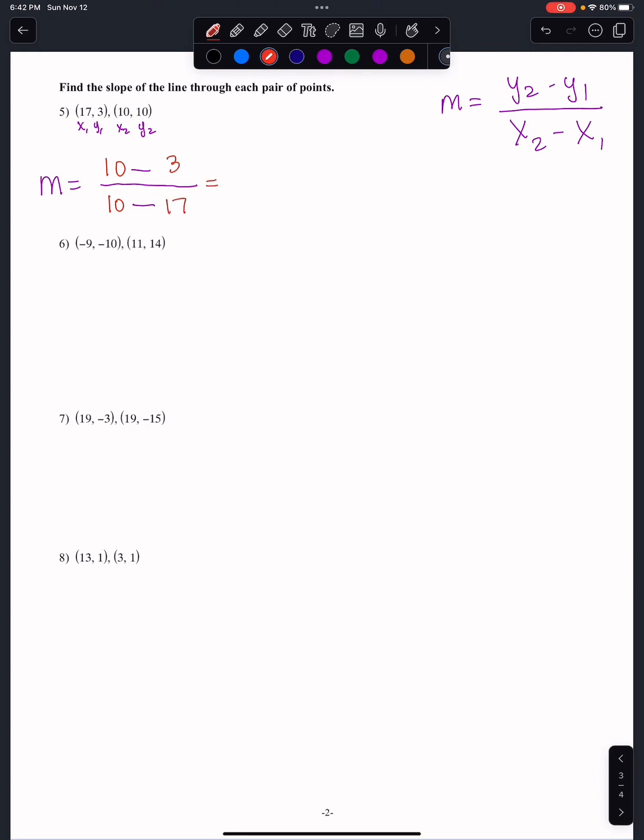So 10 minus 3 is 7. 10 minus 17 is negative 7. So my slope is negative 1. Now, let me go ahead and say this. It doesn't matter which one you label x1, x2, as long as they're together. See how my first parenthesis right here?